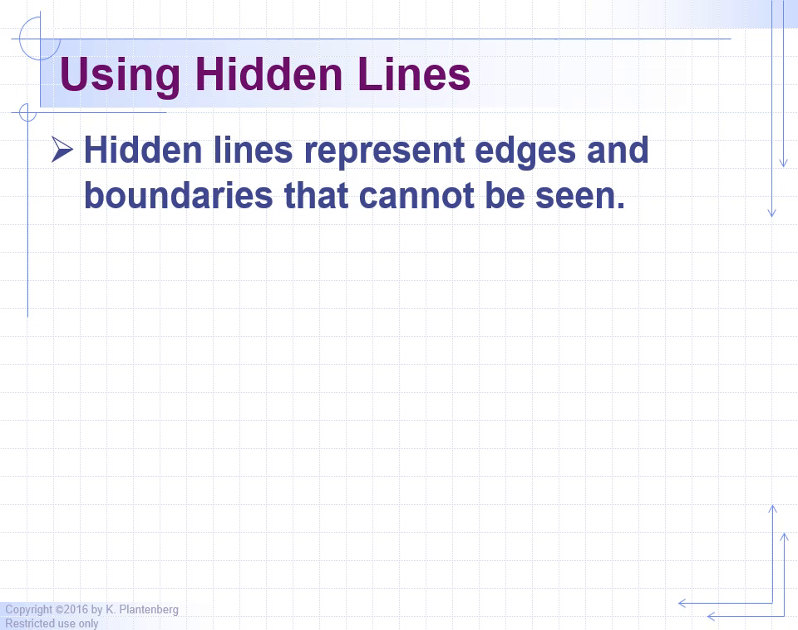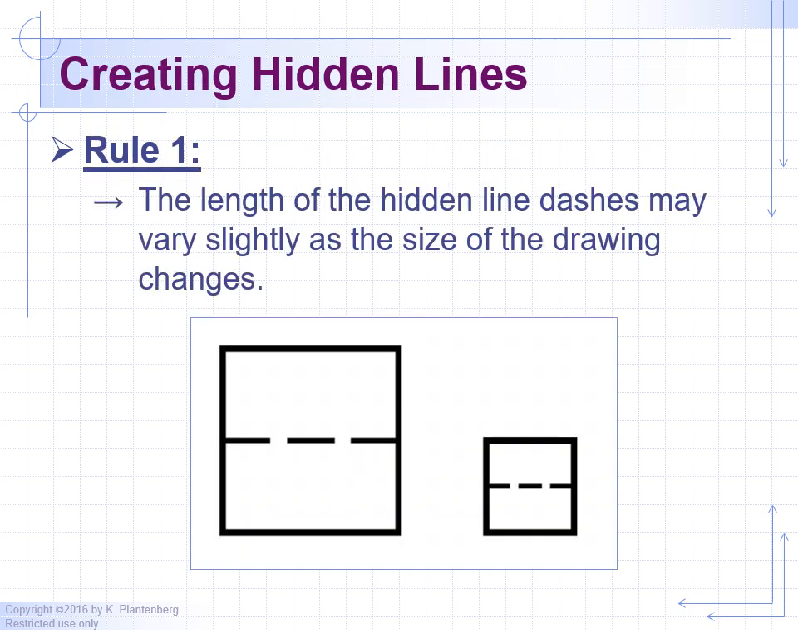So in terms of hidden lines, we know the hidden lines are going to represent any type of edge or any type of boundary or surface that cannot be seen. Now, the first rule in creating hidden lines is associated with the length of the dashes. It turns out the dashes are pretty much standardized in that they should be around 1/4 of an inch. But when you have very large views or very small views, you might want to adjust the size of the dashes so that they match the view size a little bit better. So these can be just higher or lower.